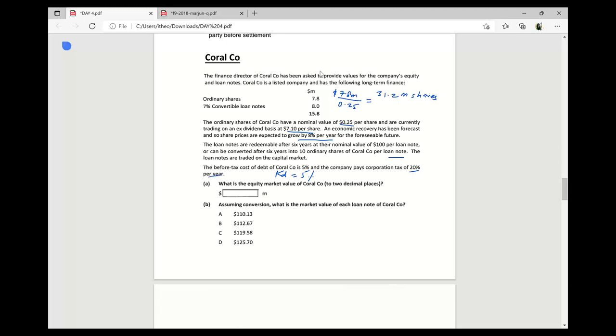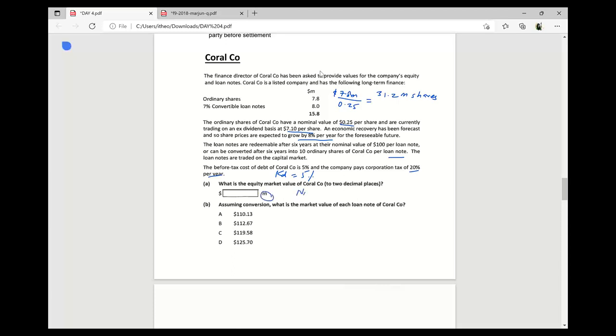Okay. This is the information: the finance director of Coral has been asked to provide values for the company's equity and loan notes. Coral is a listed company with ordinary shares of 7.8 million and convertible loan notes of 8 million. Ordinary shares have a par value of 0.25, so I got the number of shares, 31.2 million, and they're trading at 7.1 per share, growing at 8% per year. Loan notes are redeemable after 6 years at 100, and they can be converted also into 10 shares. The cost of debt is 5%, tax at 20%. What is the equity market value of Coral Company? What is the equity market value in millions?